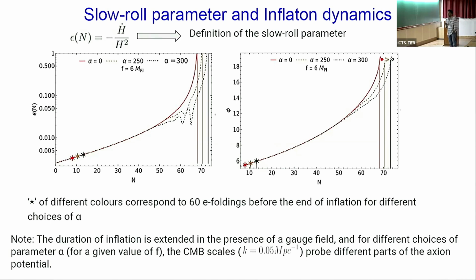This is the dynamics of the inflaton field, and this vertical line represents when inflation ends. These different stars represent 60 e-folds before the end of inflation, that means when the CMB mode goes outside the horizon. You can see that the value of the inflaton field is different for different coupling constants. That means the inflaton field touches a different part of the potential when the CMB mode exits the horizon.